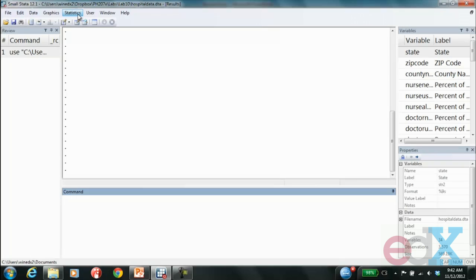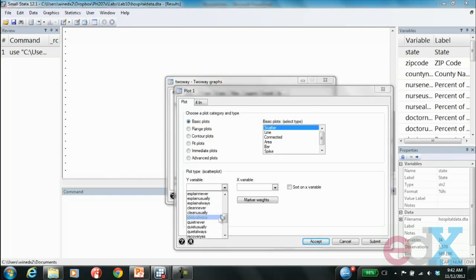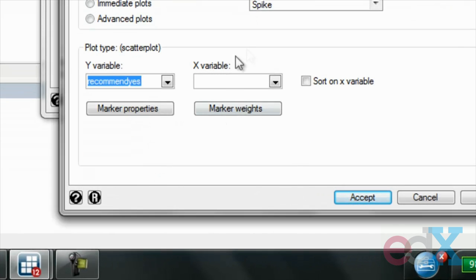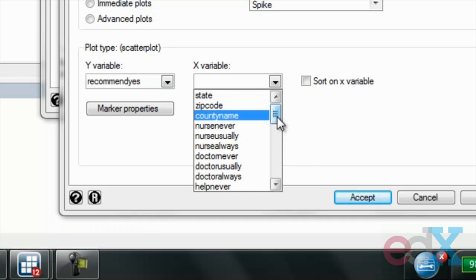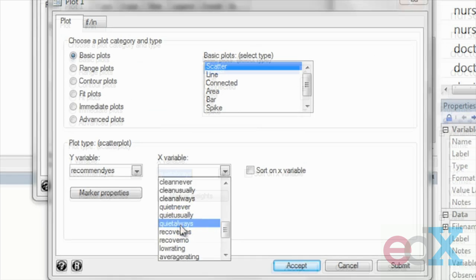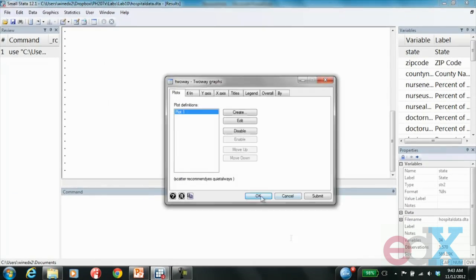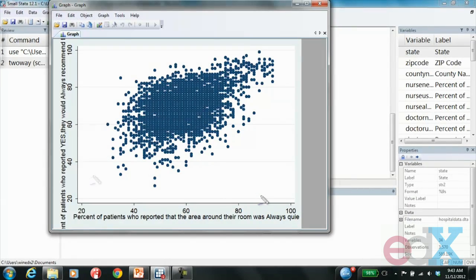example. The first thing we want to do is make a scatter plot of the outcome versus the new covariate. The outcome again is recommend yes, and the new x variable or the new covariate that we're going to look at is quiet always. This is an indicator of the percent of patients who said that a hospital was always quiet. So examining this scatter plot, it looks like maybe we could draw some line through this for a linear relationship between the covariate and the outcome.